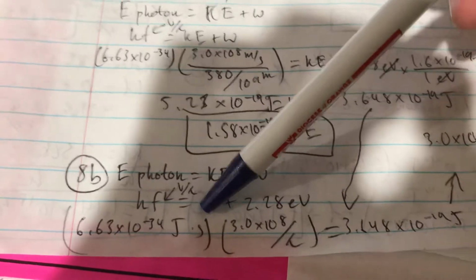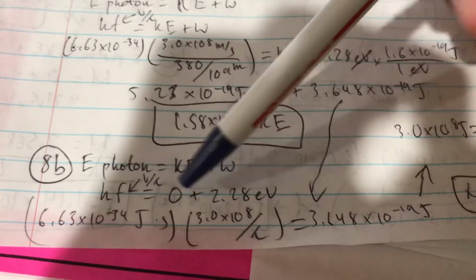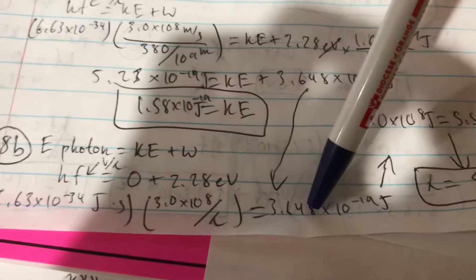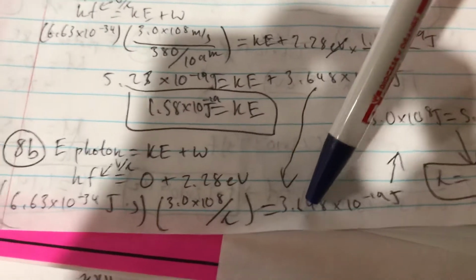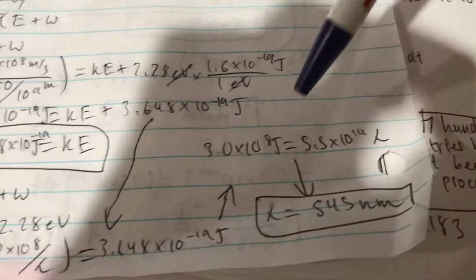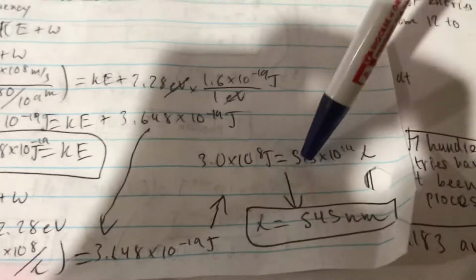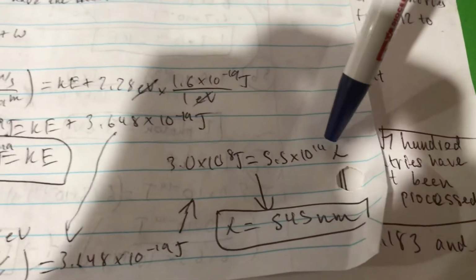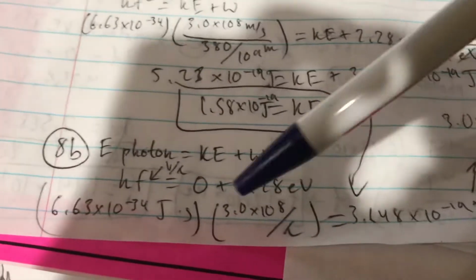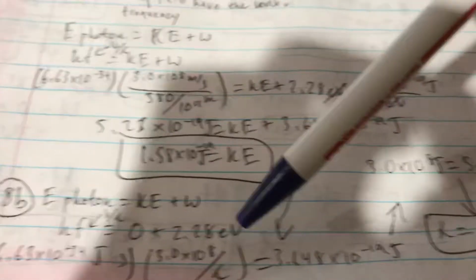h is equal to Planck's constant, and f could be converted to c over wavelength again, and our 2.2 eV is then converted to joules. We then want to isolate for wavelength, which you get 3.0 times 10 to the 8th joules is equal to 5.5 times 10 to the 14th wavelength after we divide by Planck's constant on both sides.